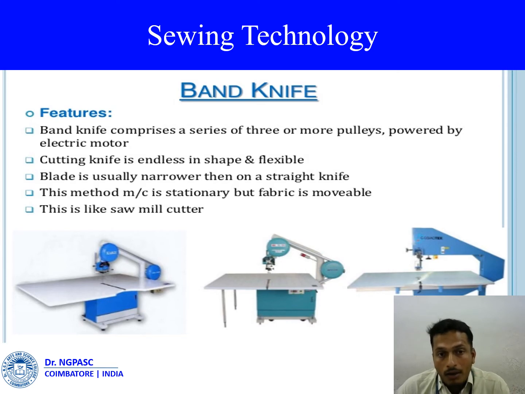The band knife comprises a series of 3 or more pulleys powered by an electric motor. The cutting knife is endless, sharp and flexible. The blade is usually narrower than on a strife knife. This machine is stationary, but the fabric is movable. This is like a mill cutter.